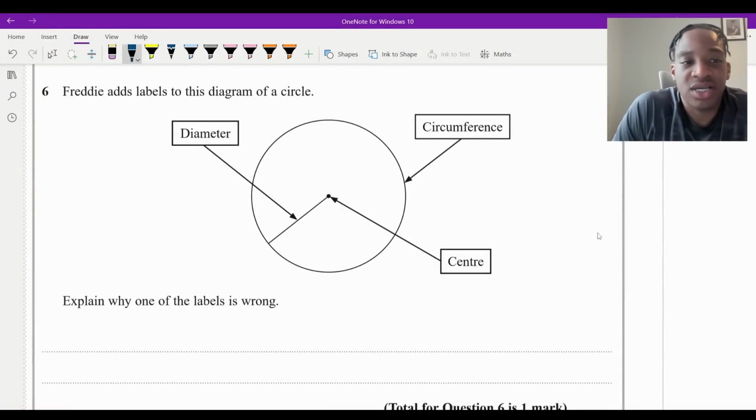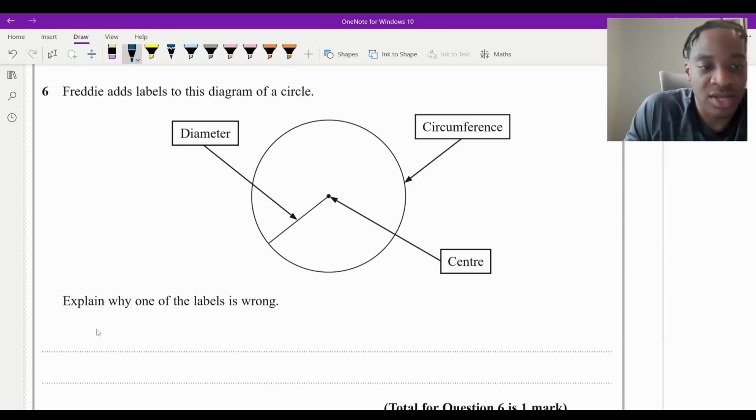Okay, so question 6 says Freddie adds labels to this diagram of a circle. We've got the diameter, we've got the circumference, we've got the center. And the question says, explain why one of the labels is wrong. Well, remember, when you're dealing with a circle, any distance from the center to the circumference is labeled the radius. The diameter goes from one end all the way through the center to the other. So this is wrong. This should be the radius.